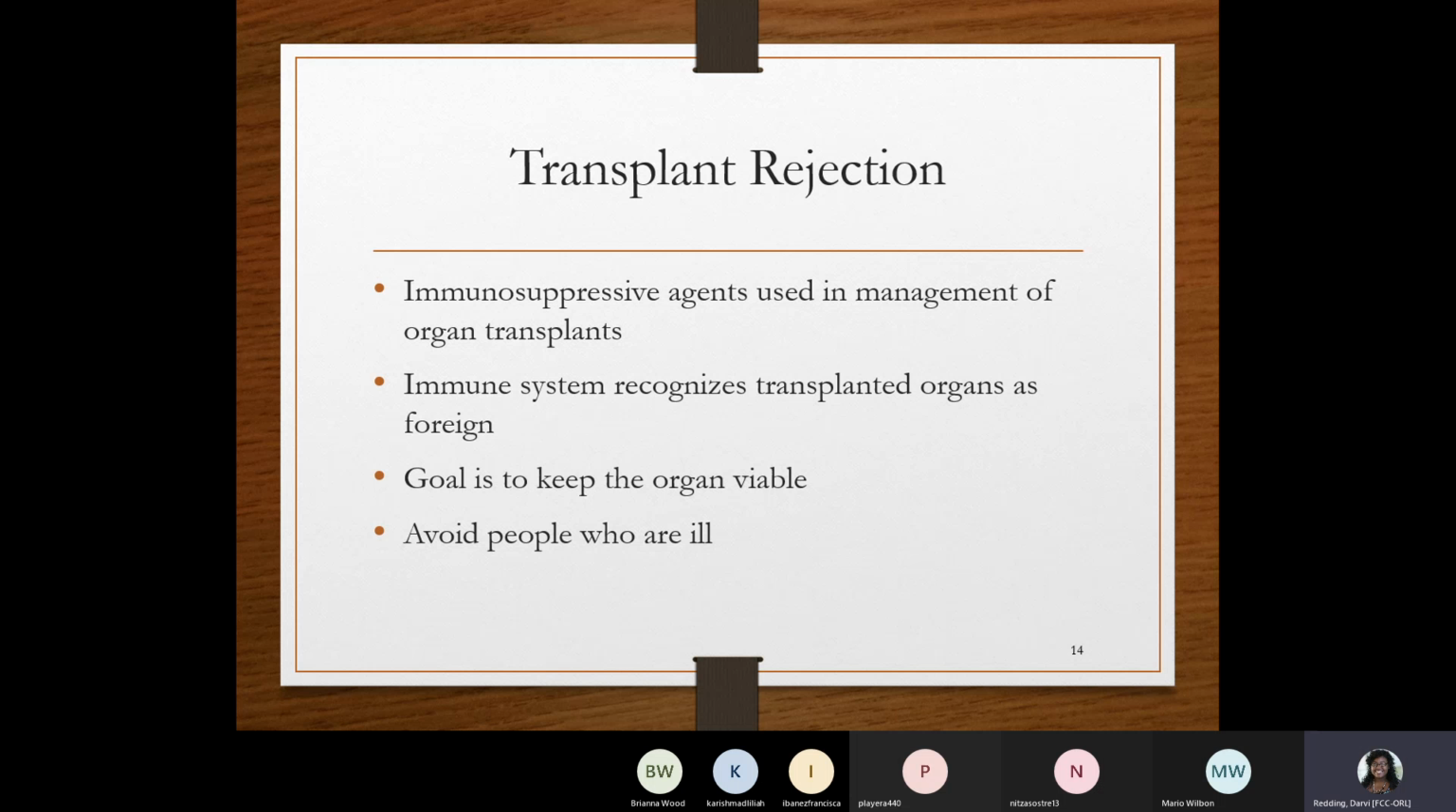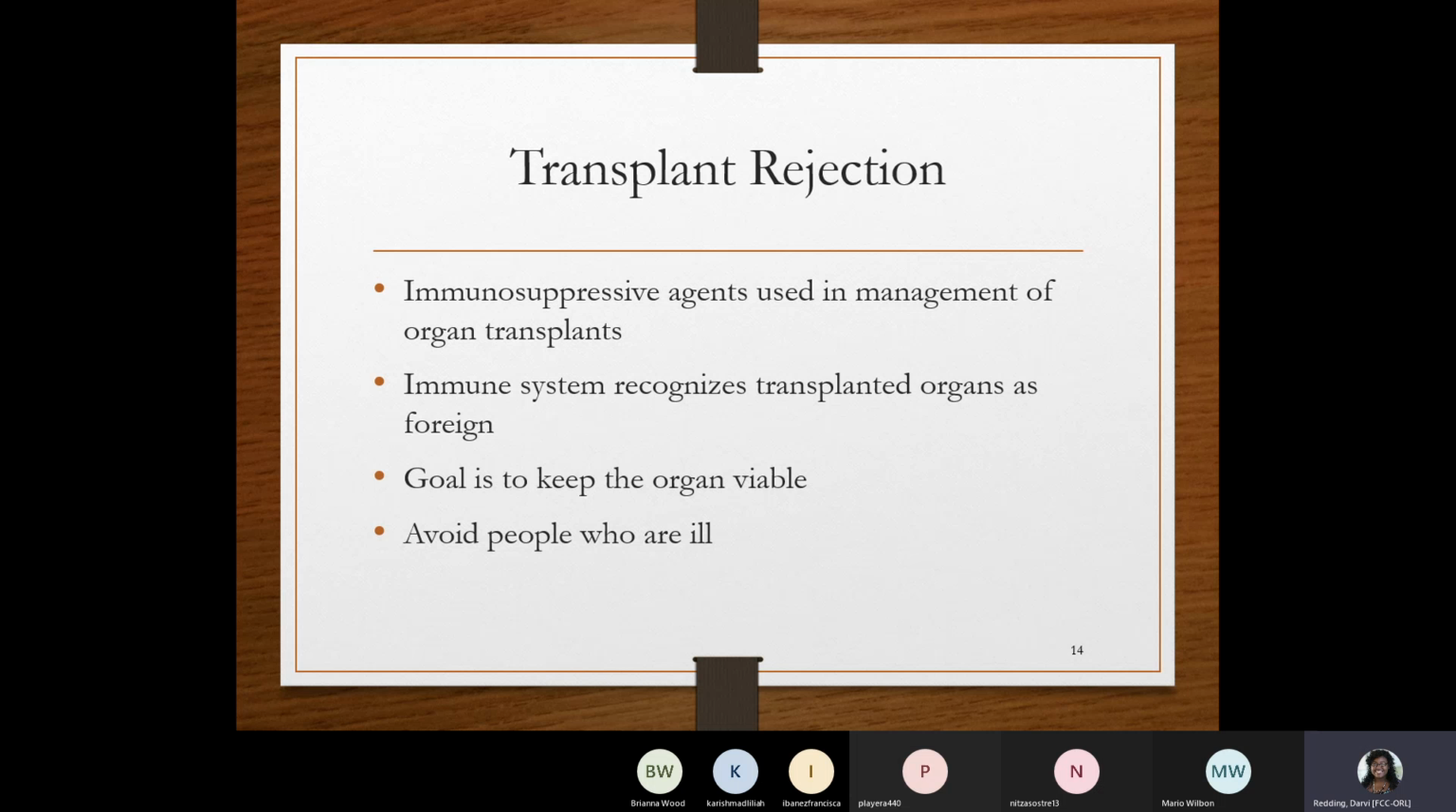They should avoid people that are ill because they already have a compromised immune system since they've had a transplant. And so it's always encouraged that they stay away from people who are sick because they don't want those organs that have been transplanted to fail.